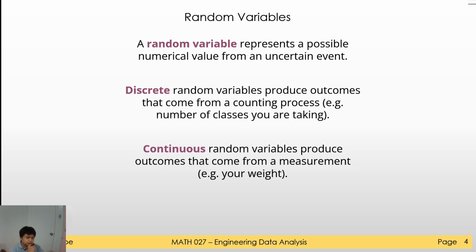So what is a random variable? So the random variable is a representation of the possible numerical value from an uncertain event. Okay, so later I will discuss this through an example. So there are two types of random variables. We have discrete random variable and a continuous random variable.